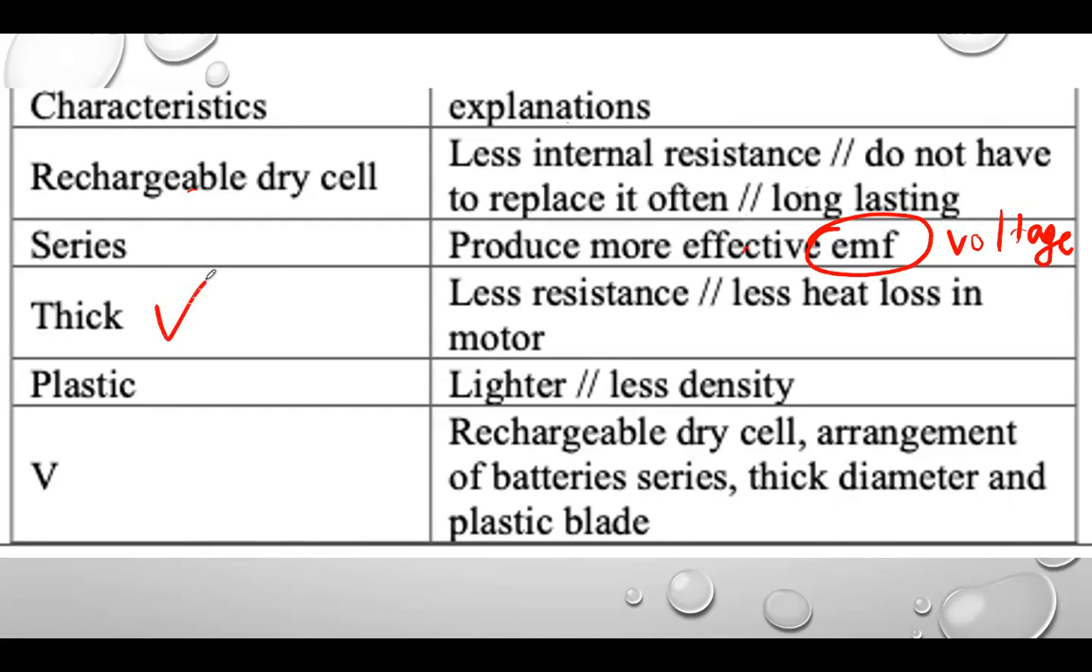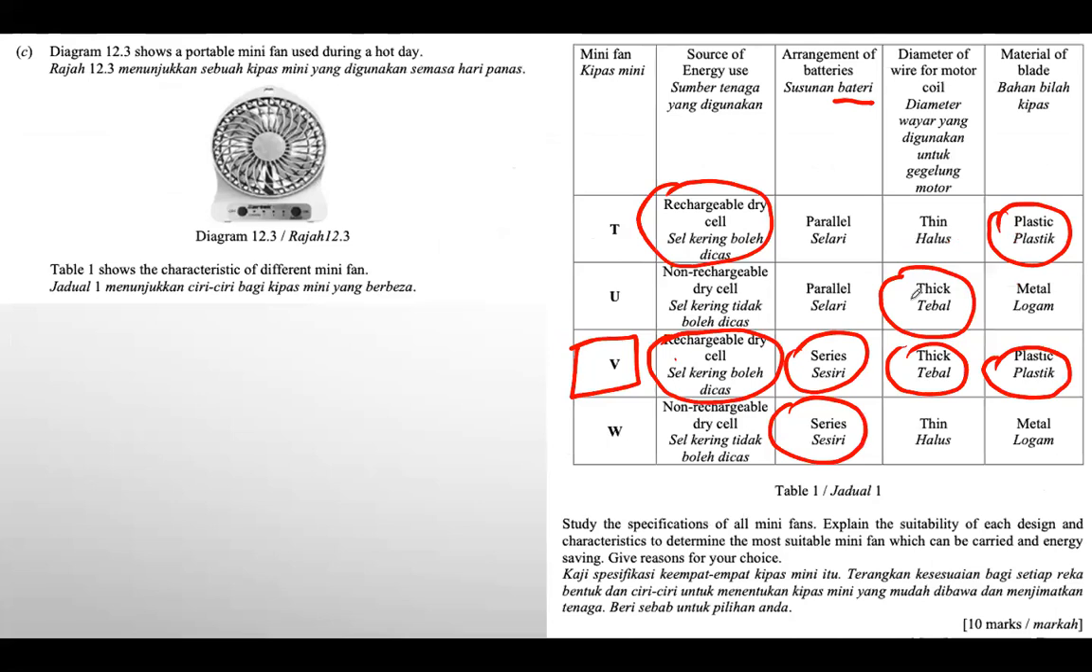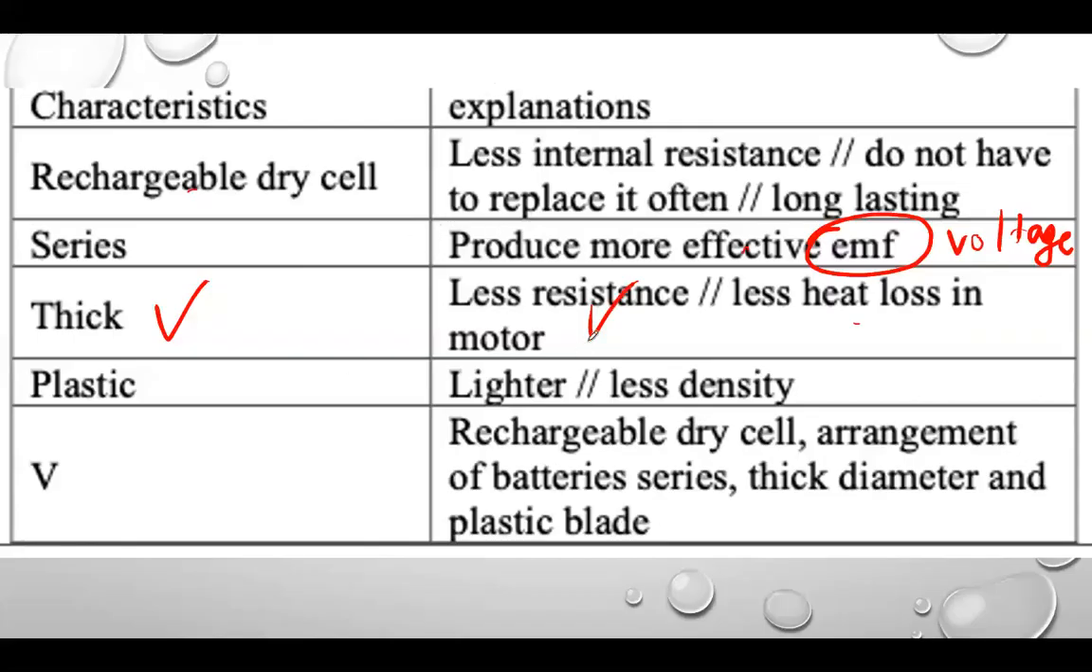The wire should be thick so that it has less resistance. Less resistance means less heat loss. You don't want a wire that is very thin, because then it heats up quickly. Not good. Of course, this makes the fan a little bit more expensive because the wire is thicker, but it is good because there's less heat loss.